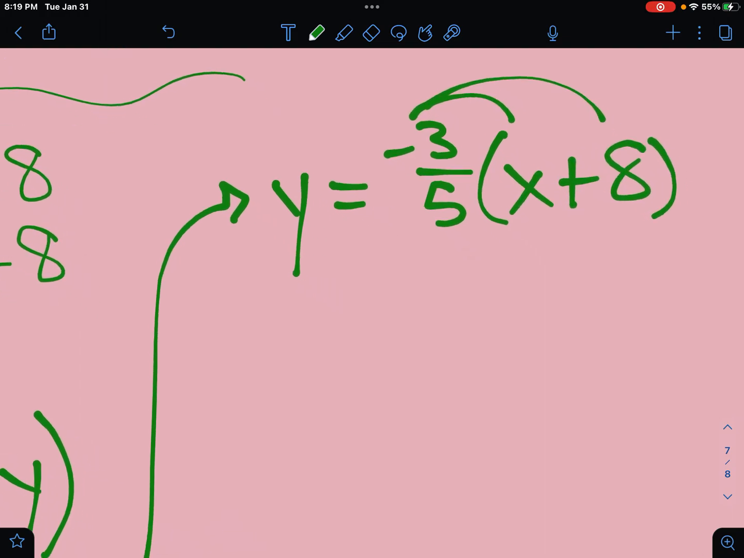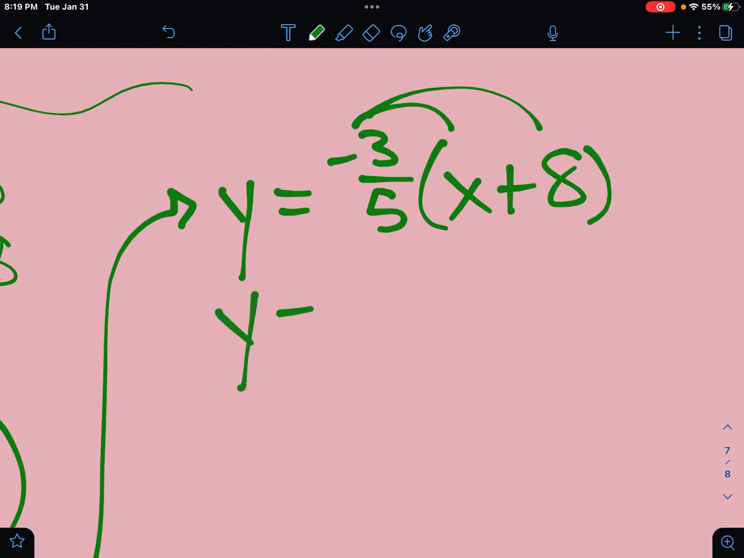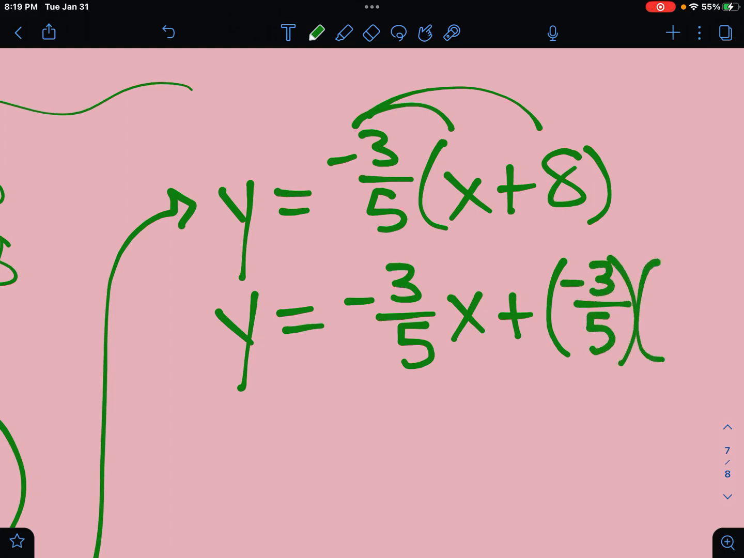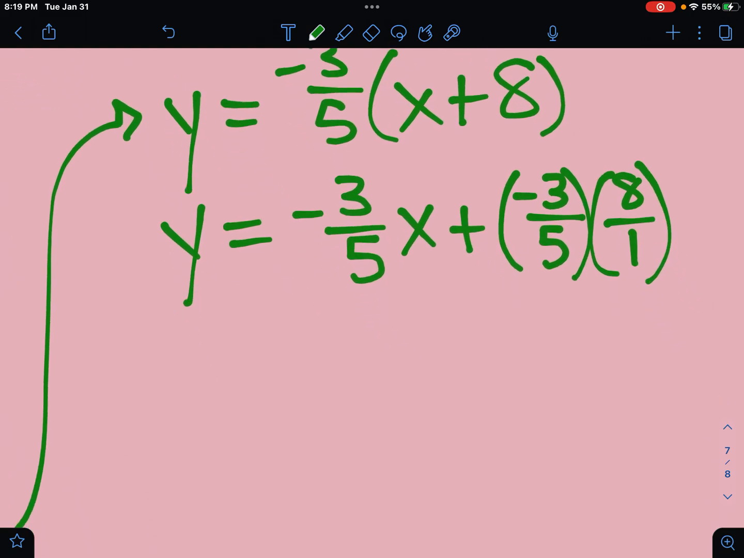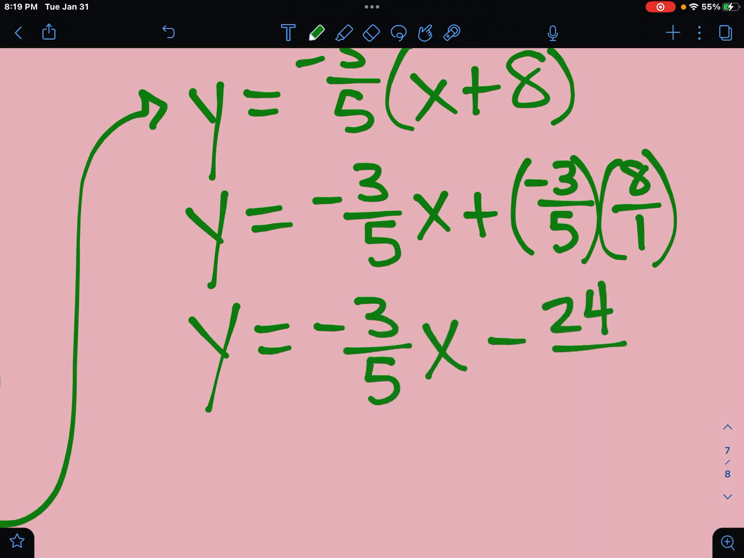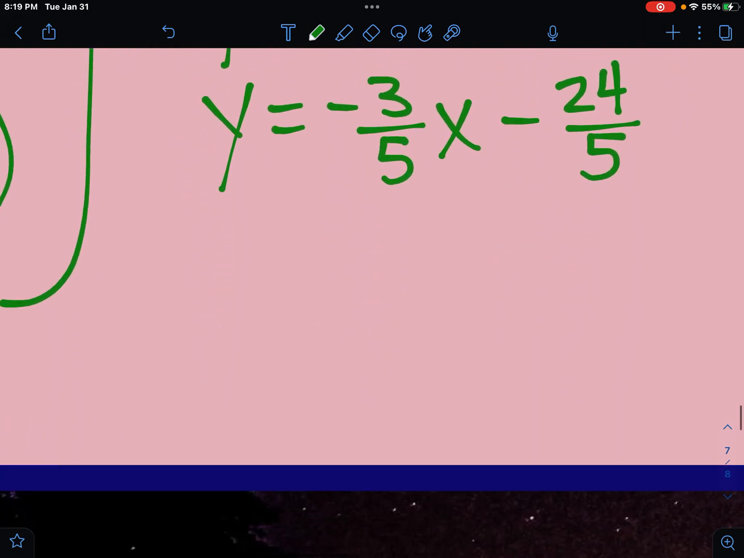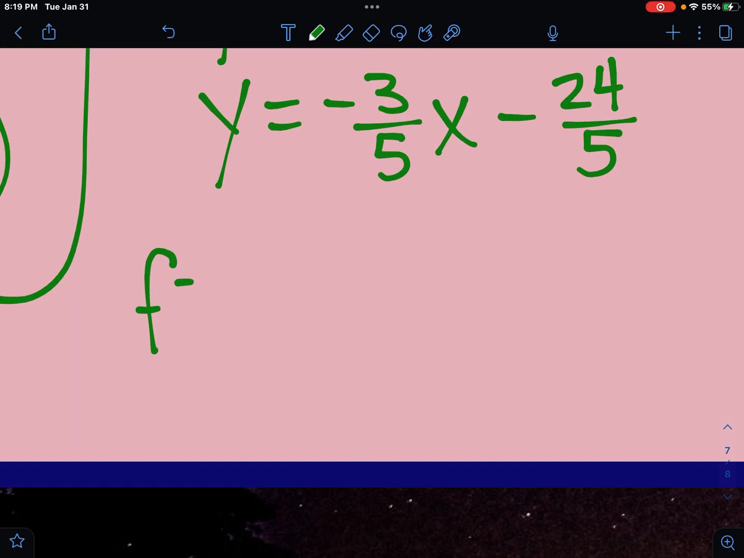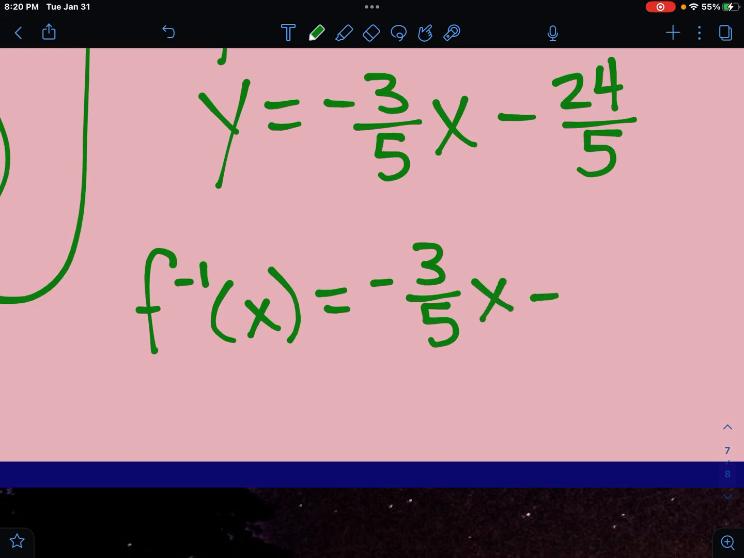we can now distribute that fraction, and when we multiply fractions, we just multiply straight across the top and straight across the bottom. So this isn't the tricky one. No common denominators needed. And this becomes minus 24 over 5. Then I need to write in function notation, negative 3 over 5x minus 24 over 5.